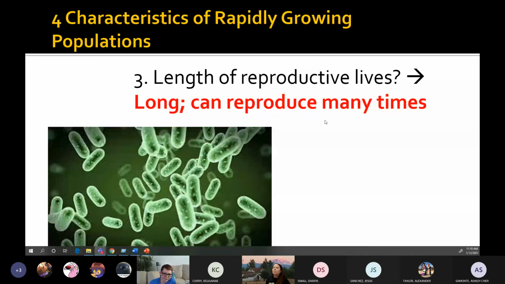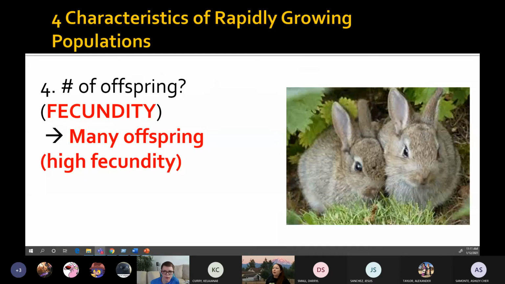All right. So when we talk about the number of offspring, because you know science, we have to have 4,000 fancy terms for everything, it's called fecundity. And that's that little bracket in that last box. So many offspring is high fecundity, low offspring would be low fecundity.